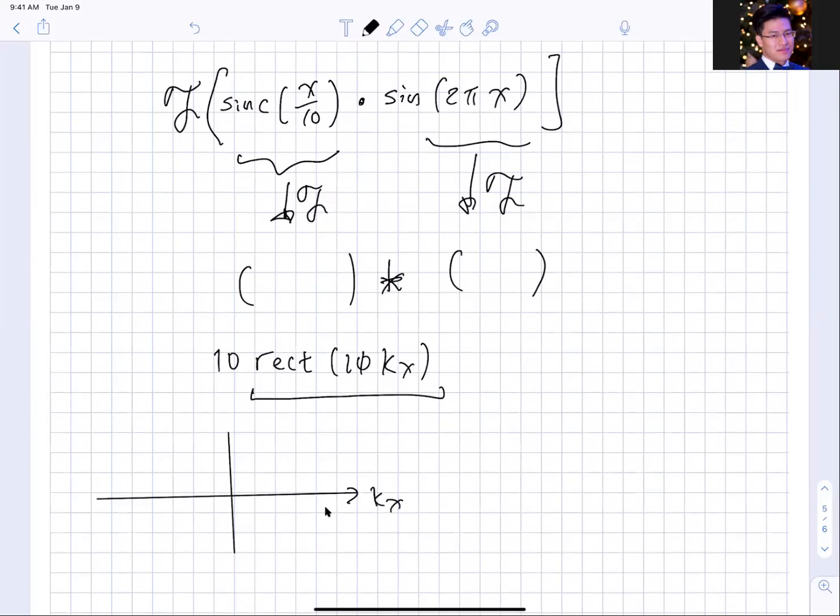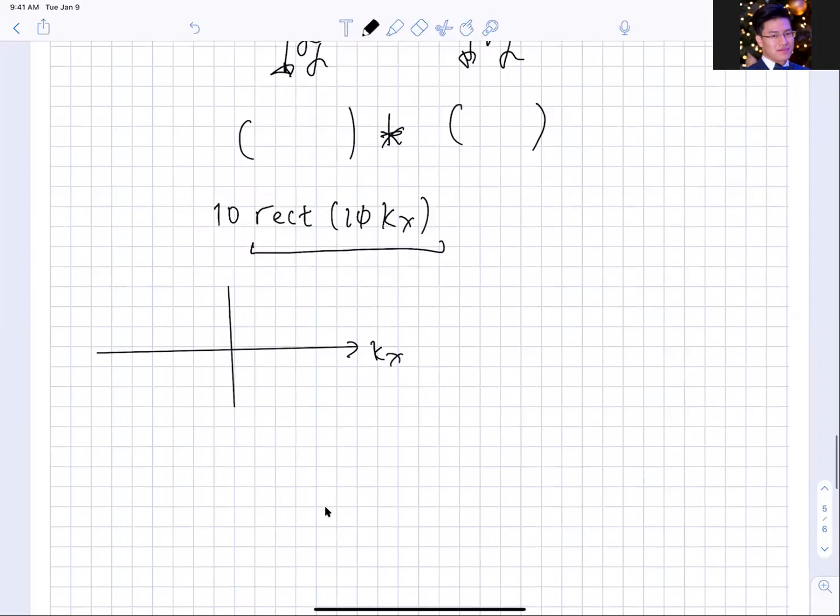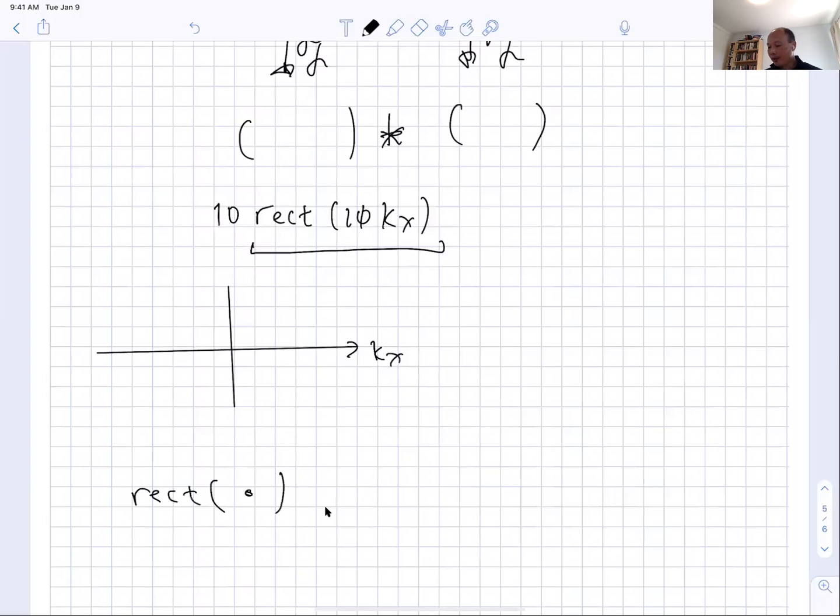No, it's a 1 over 2, right? Yeah, so remember the rect function. Let's say rect of anything is only going to be non-zero when its argument is less than 1/2, right? Okay, so we can say when is 10kx equal to 1/2?